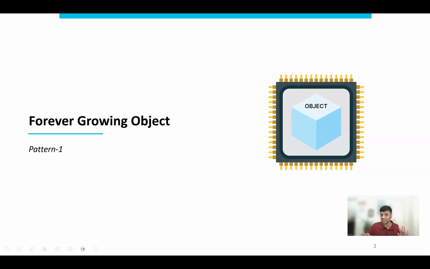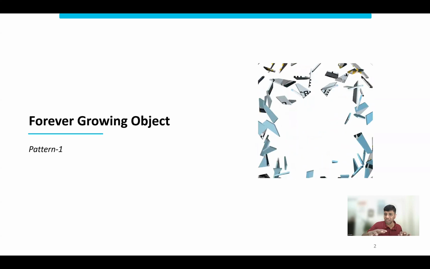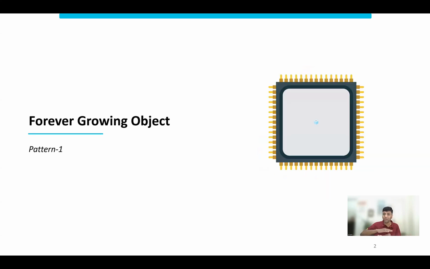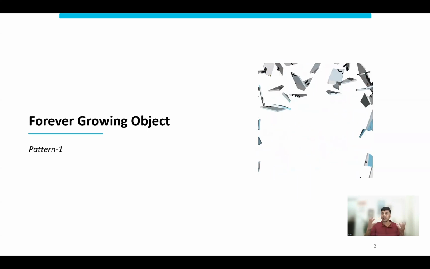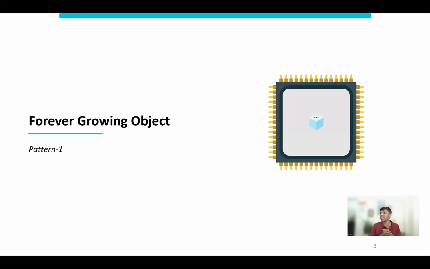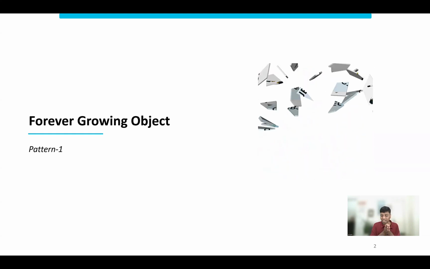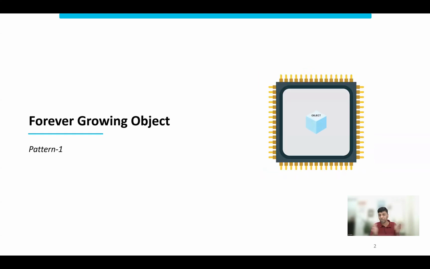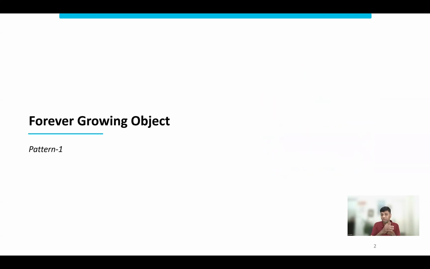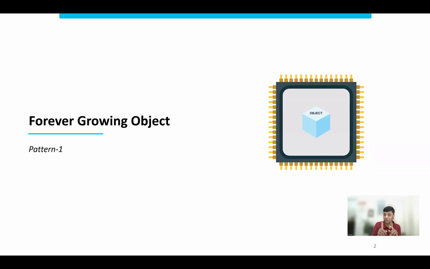The first pattern is that there is one single object which keeps on growing in memory. And when it goes beyond the Xmx limit, you're going to get an out of memory error. Like the hash map example we saw, where the key was mutating and it kept on growing until it crashed with an out of memory error. This is pattern number one.